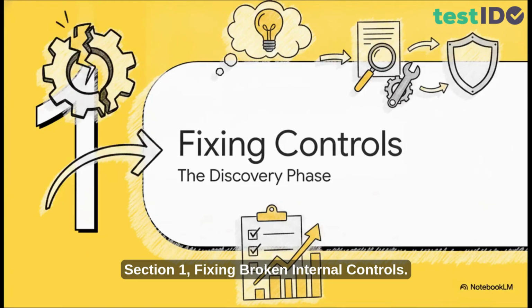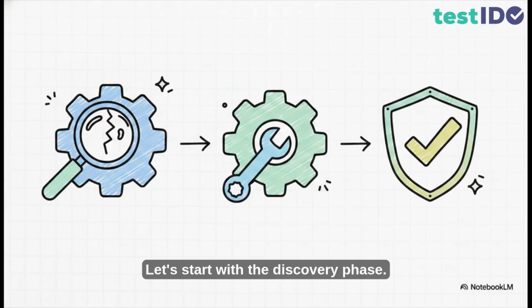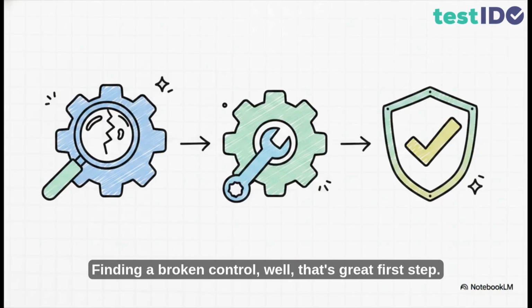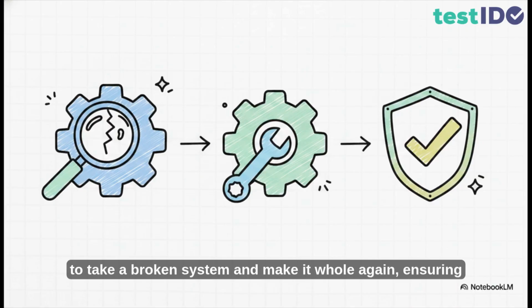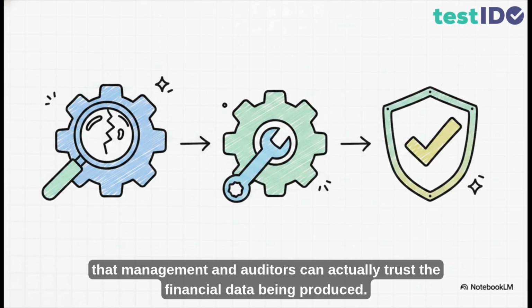Section 1. Fixing broken internal controls. Let's start with the discovery phase. Finding a broken control? Well, that's a great first step. But fixing it is where the real heavy lifting begins. We need a systematic approach to take a broken system and make it whole again, ensuring that management and auditors can actually trust the financial data being produced.